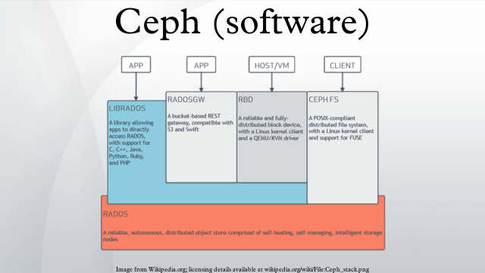Cuttlefish. On May 7, 2013, the Ceph development team released Cuttlefish, the third major stable release of Ceph. This release included a number of feature and performance enhancements, as well as being the first stable release to feature the ceph-deploy deployment tool in favor of the previous mkcephfs method of deployment.